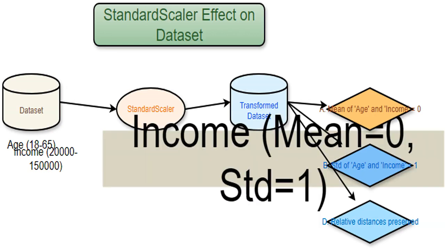Similar to age, this line shows the result of StandardScaler on the income data. The average becomes 0 and the standard deviation becomes 1.